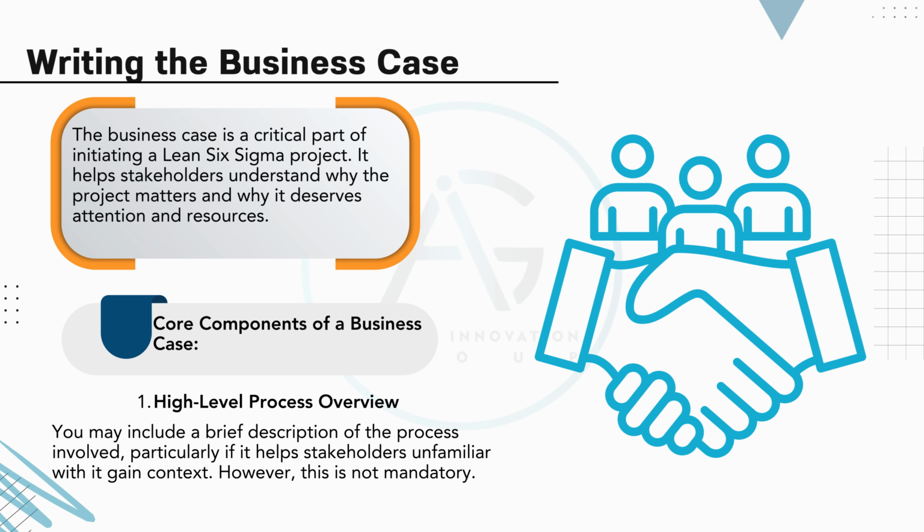The first core component of a business case is the high-level process overview. This is where you briefly describe the process involved, especially helpful for stakeholders who may not be familiar with it. The goal is to give just enough context so they can understand the scope and relevance of the project. Keep in mind, this overview should be concise and focused, giving a clear picture of the process you're aiming to improve without going into technical detail just yet.